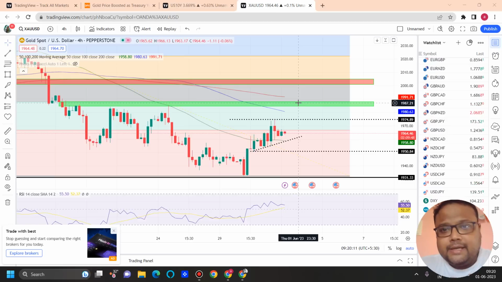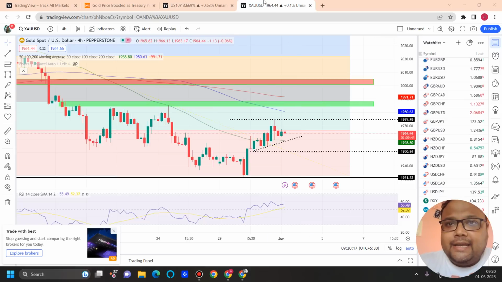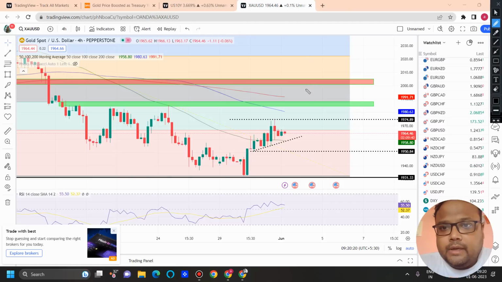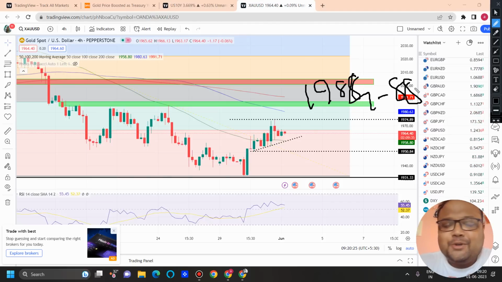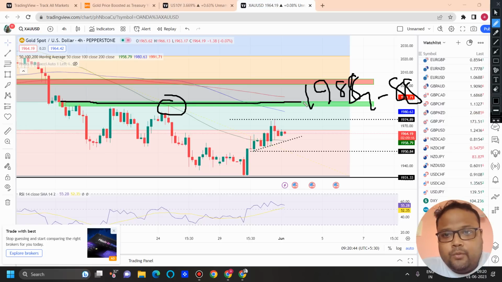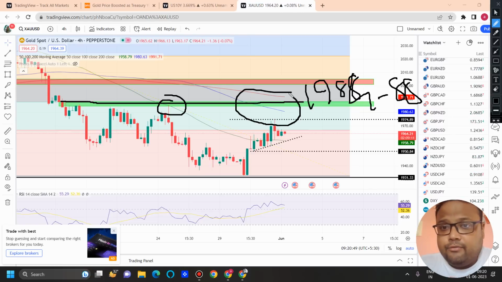So the next immediate reliable resistance is around 1984 to 1988, where you can expect good sellers to be present. We can see previous price rejection around this area. We also have the FIBO 38.2% retracement around this area, and we also have the red line, the 200 moving average, around the 1984, 85, 86 level.